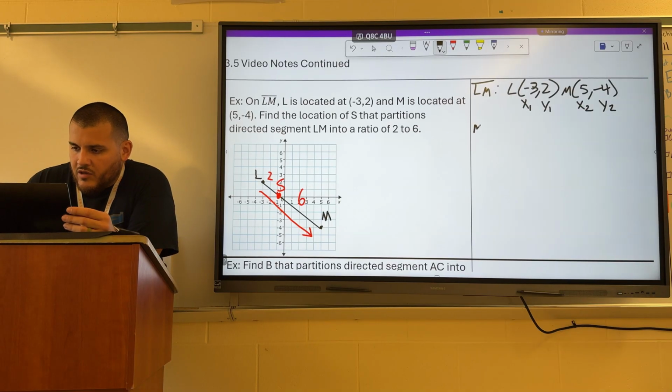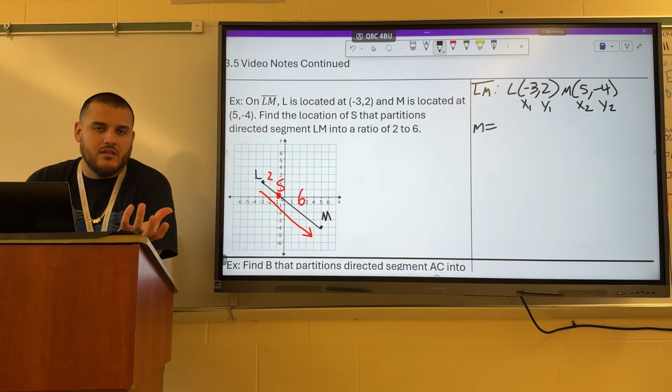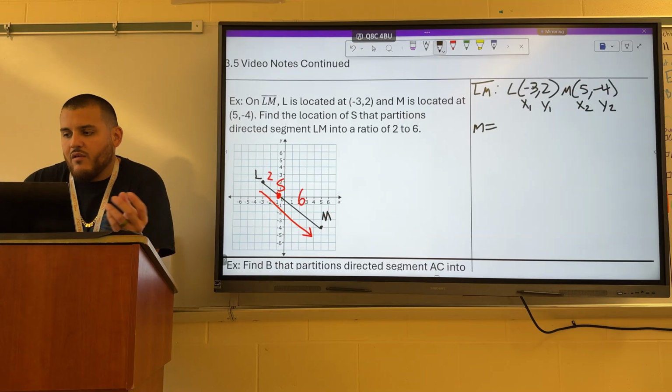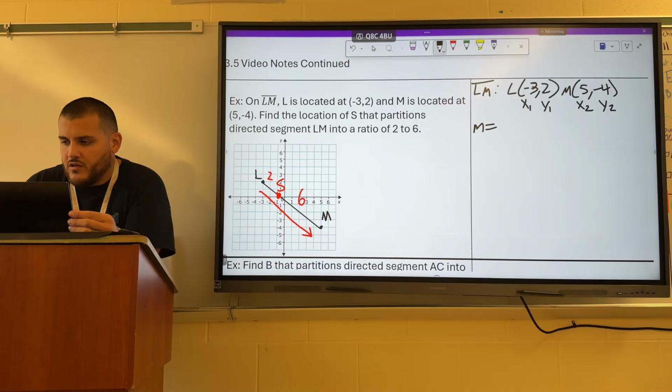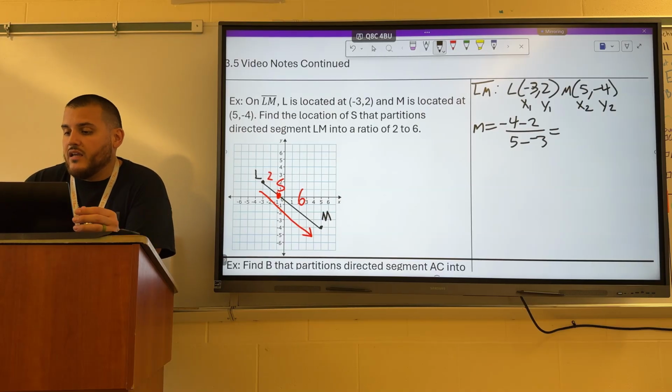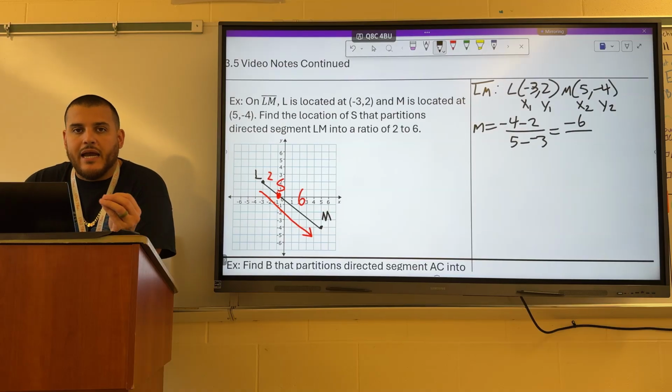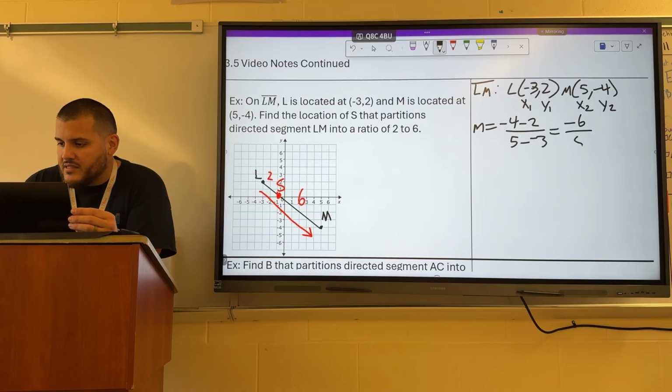So don't get this M confused with point M, right? M is just the letter that we use for slope, for our slope formula. We have y2 minus y1 for slope on our numerator, so that's -4 minus 2. And then x2 minus x1 for our denominator, so 5 minus -3. The results of these, -4 minus 2 would be -6, and then 5 minus -3 would be +8.